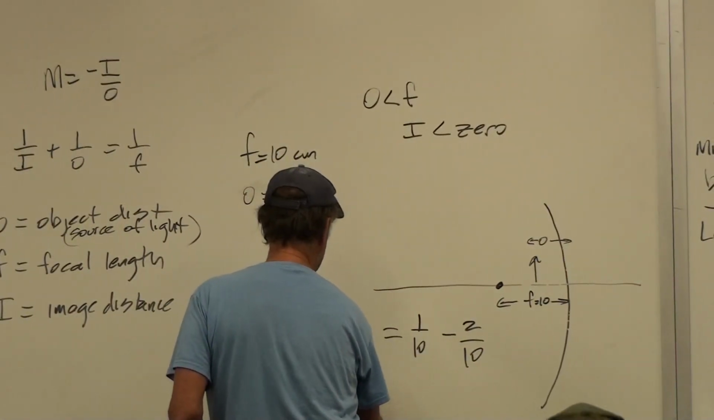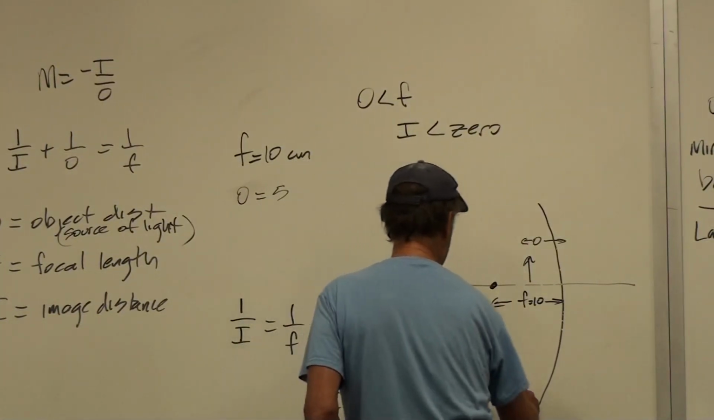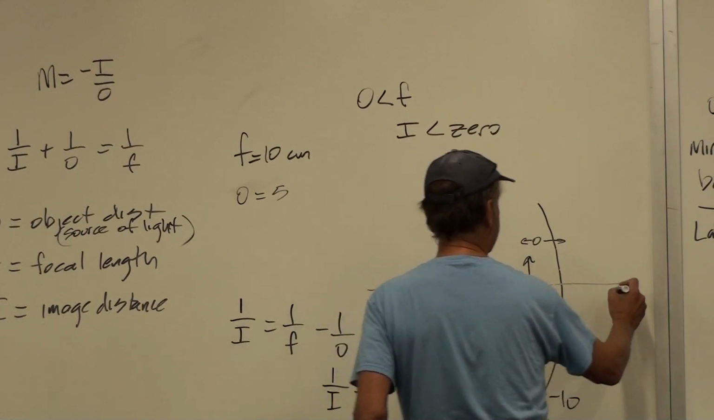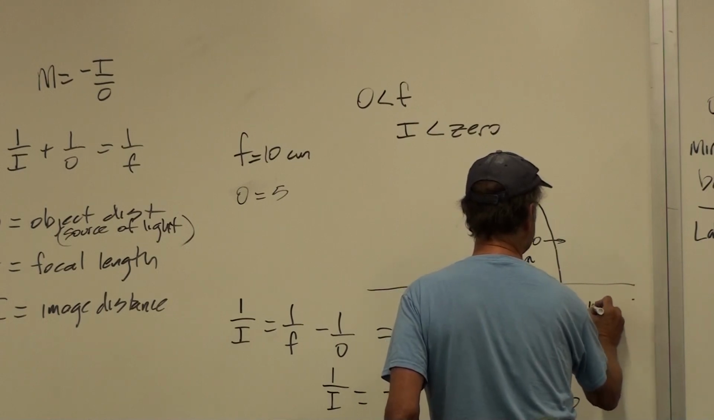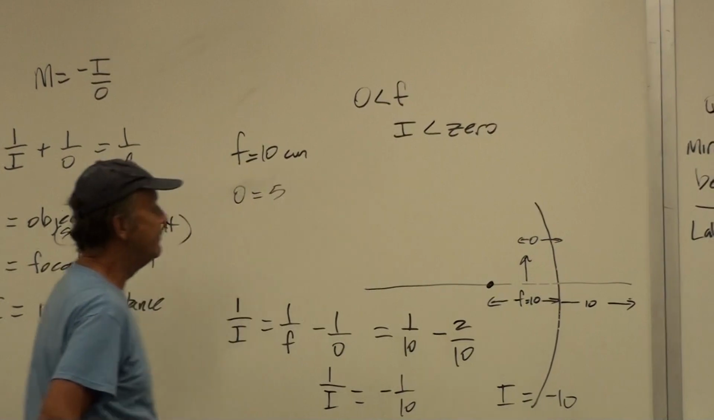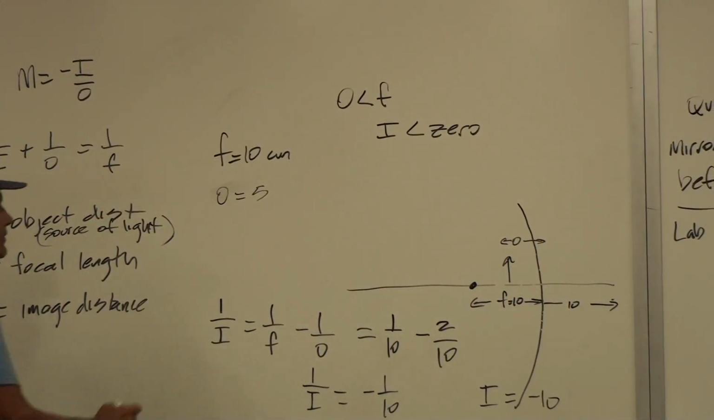So 1 over I, then, is going to be negative 1/10. Or now we can flip it. I, then, is equal to minus 10. So I can say that my image should be on the far side of the mirror a distance of 10 centimeters away. So how can I verify the mathematics of this? And also, what's my magnification?